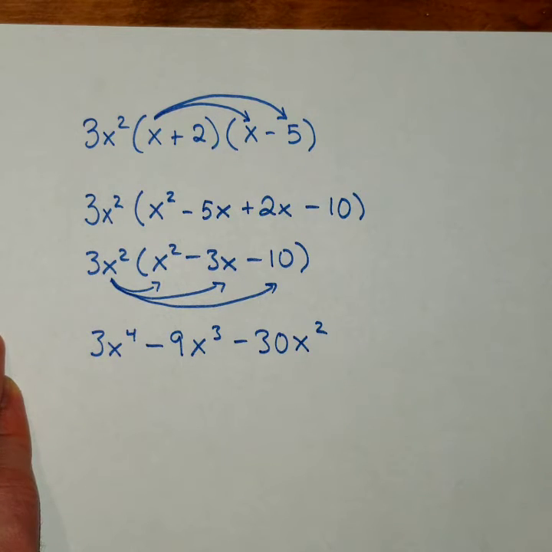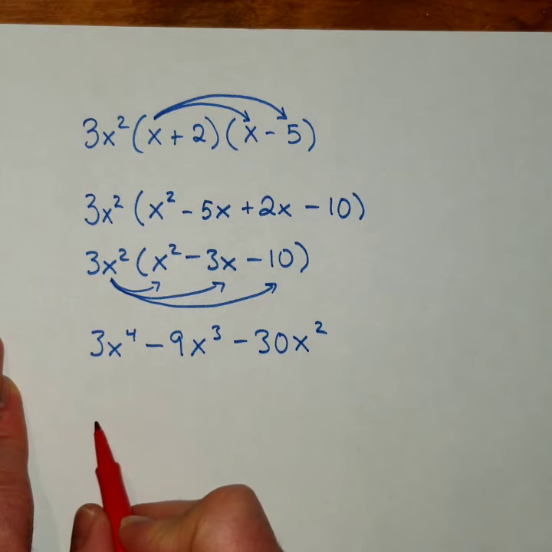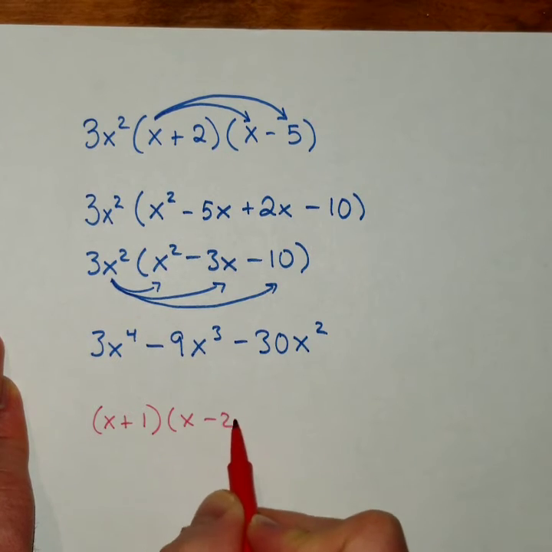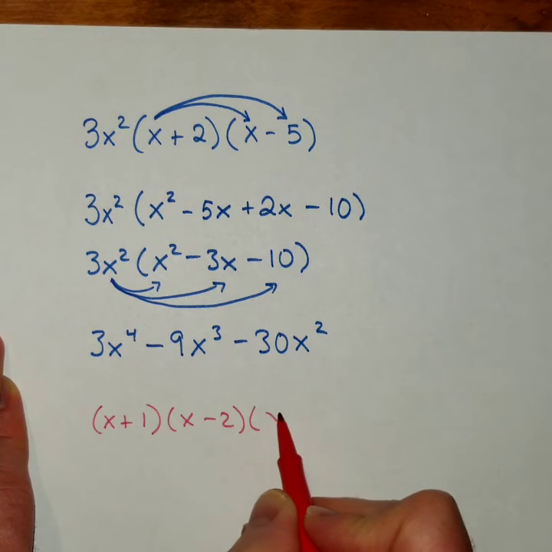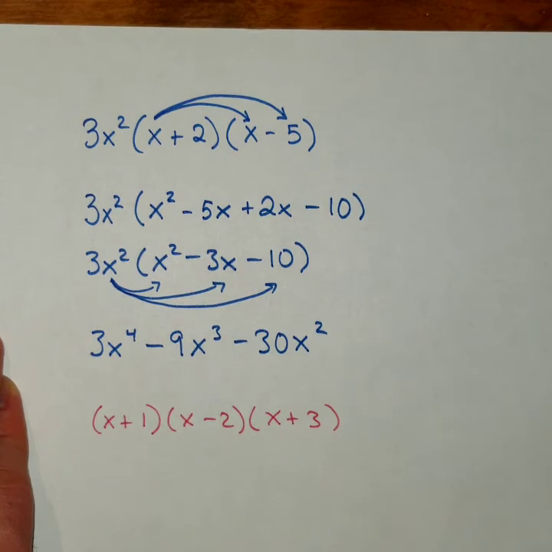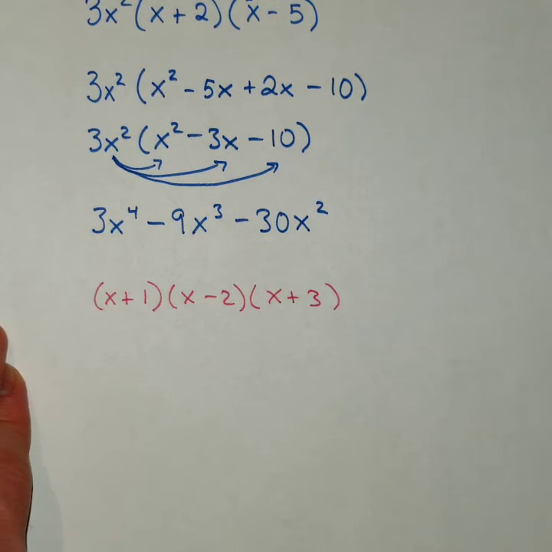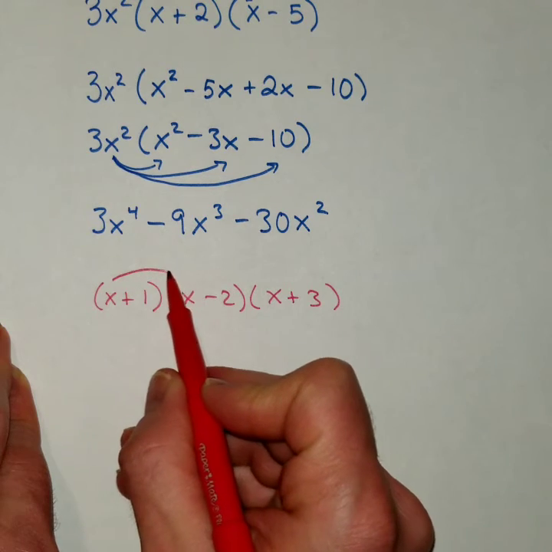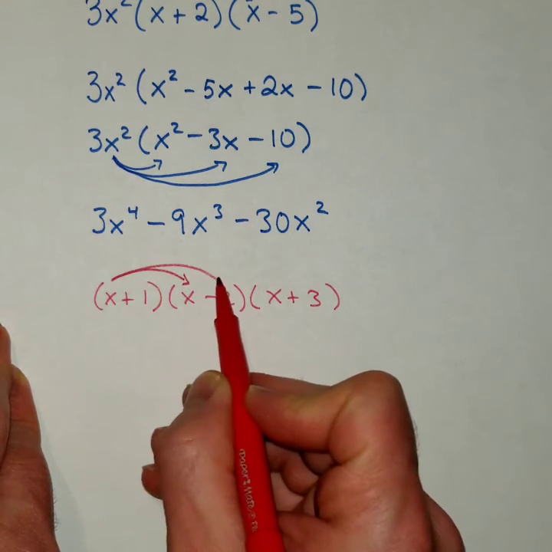Alright, so the last example I'm going to run through is going to include 3 binomials, something like x plus 1 times x minus 2 times x plus 3. Okay, so 3 binomials. Now here you could take these again in any order. I'd probably just work left to right on this one. Again, making sure every term on the left multiplies every term on the right.